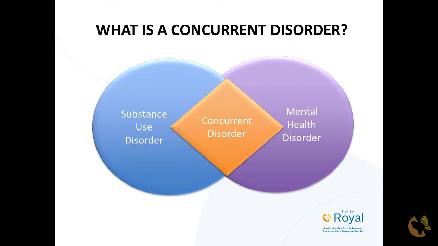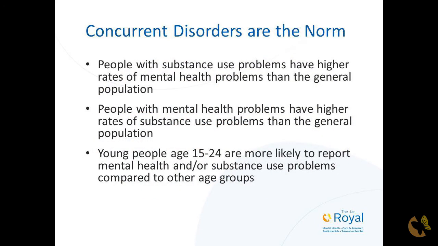And what is a concurrent disorder? So really it is when someone has a substance use disorder and a mental health problem, and we call that a concurrent disorder. Concurrent disorders are the norm. So people with substance use problems have higher rates of mental health problems than the general population. And the reverse is also true. People with mental health problems have higher rates of substance use problems than the general population. And unfortunately, the group that is most vulnerable are young adults aged 15 to 24, who are more likely to have concurrent disorders, and they tend to be more severe.